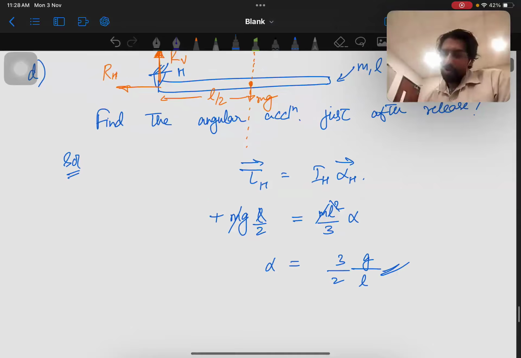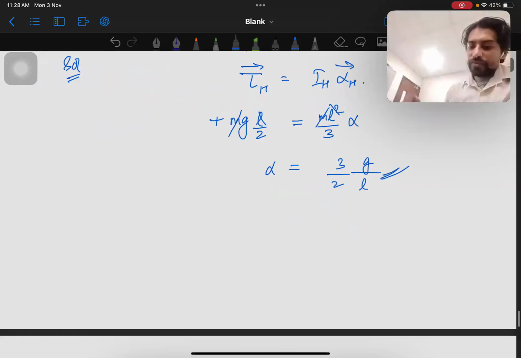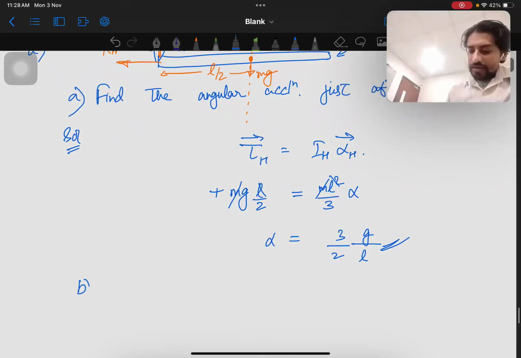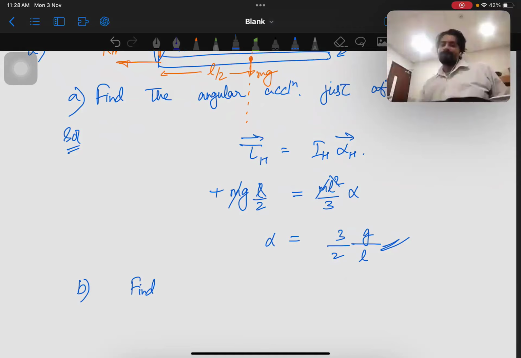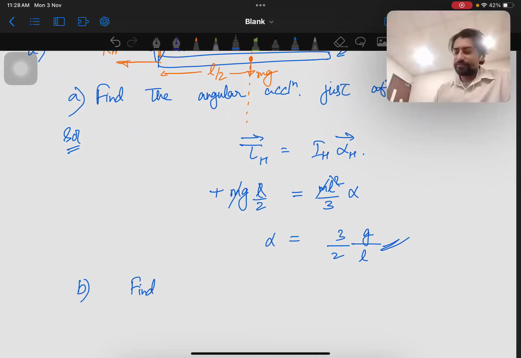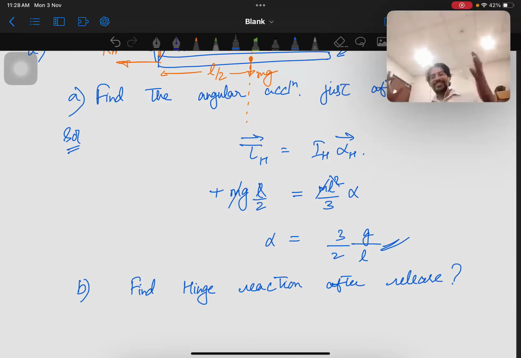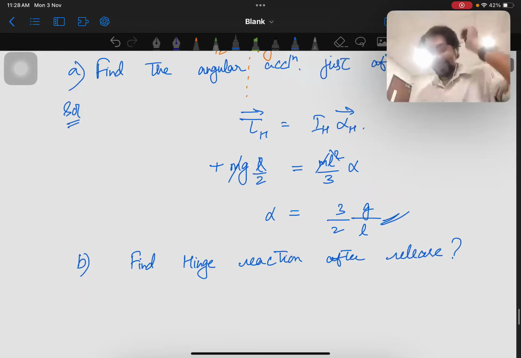Now, suppose you are also asked, this is only the A part of the question. There's more to this. Find the hinge reaction forces just after release. Find the hinge reaction after what? After the release. Release. Fine. So what do you get over here?